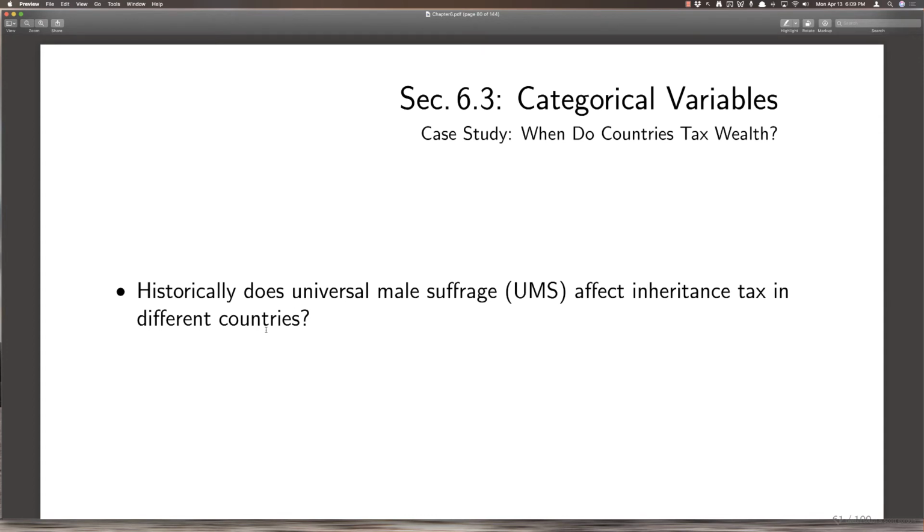They're the wealthy folks. So the question here is, as we expand the franchise, starting with only those wealthy males of the dominant ethnic group and dominant religion to all males, do we see more inheritance taxes in different countries? All right. That was the research question for this particular research paper.